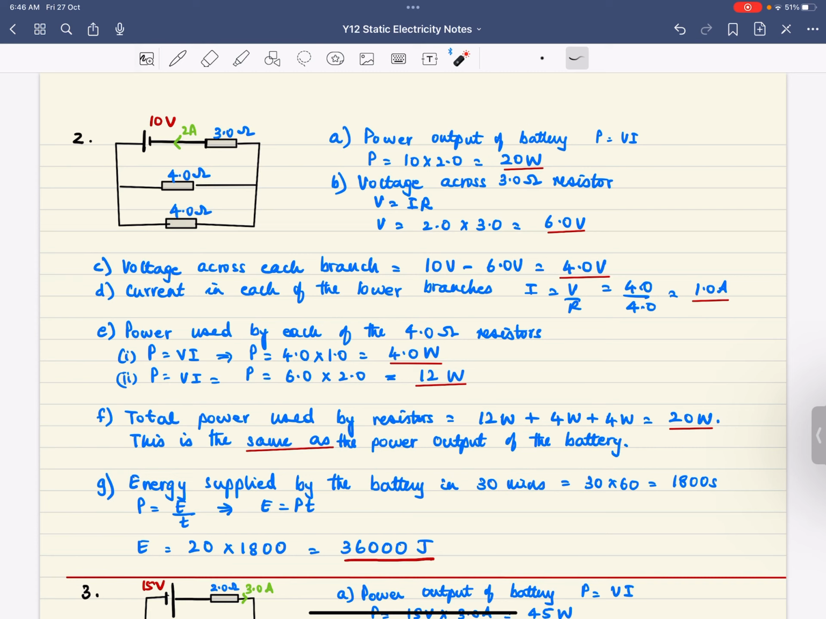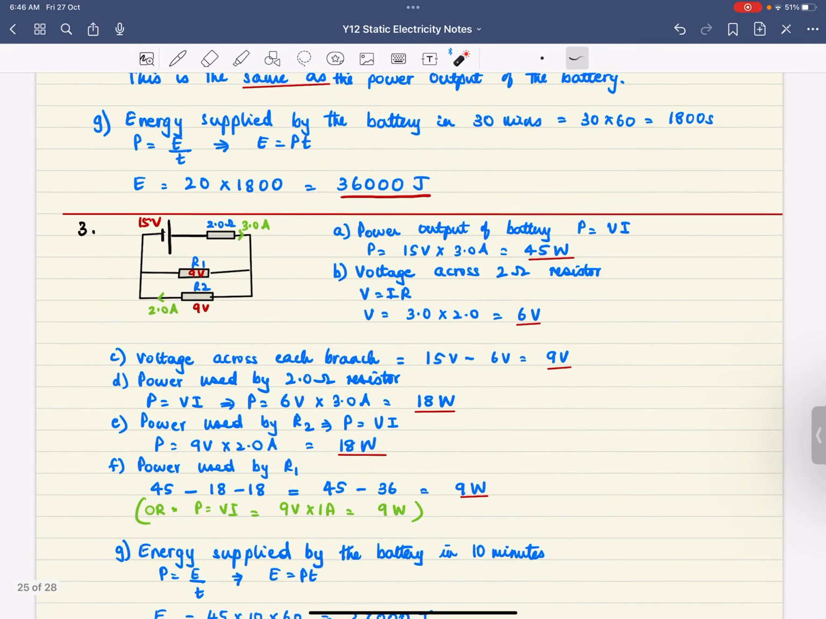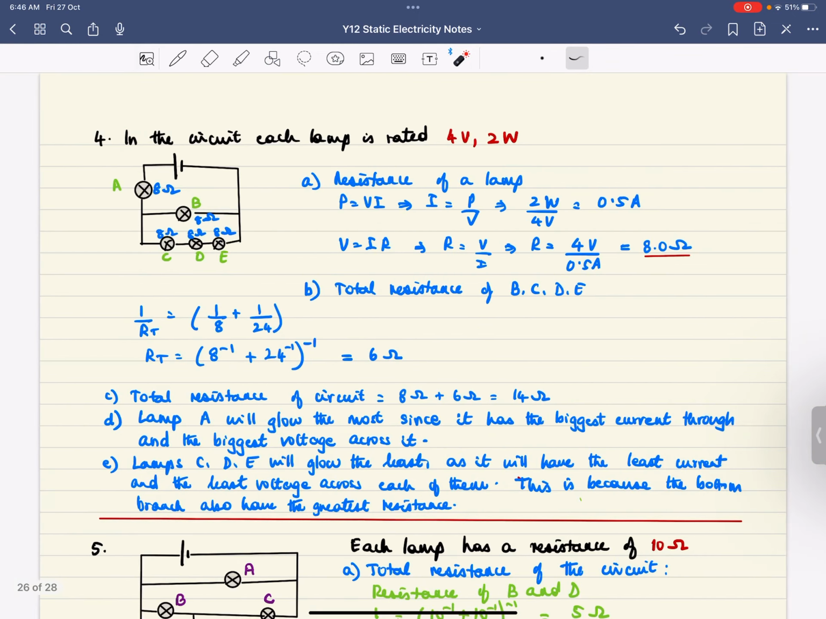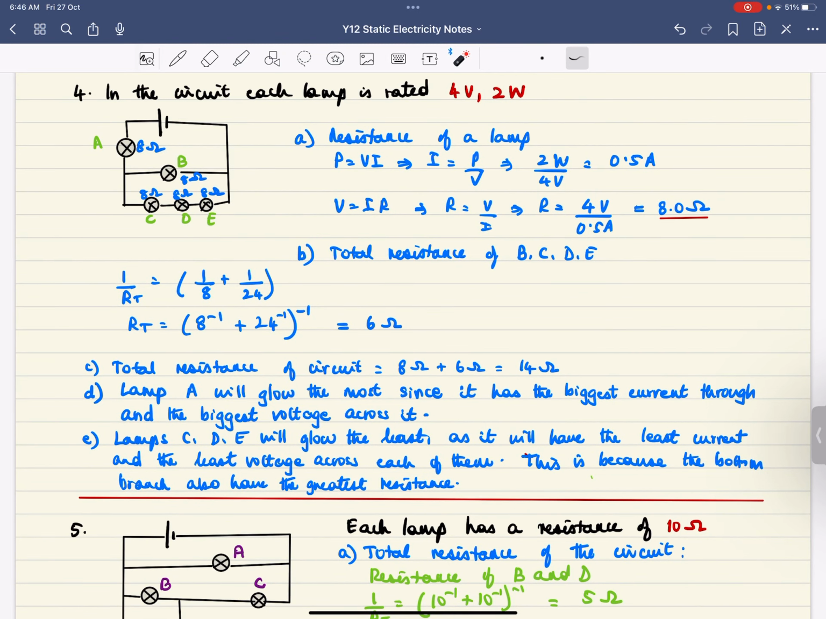If your time is given in hours or minutes or days, you just remember you need to convert those to seconds, because time is measured in seconds. Okay, and here's another one for you. And see over here, energy supplied by the battery, you go 10 times 60. And this one was even comparing the brightness of different lamps, which one will glow the most.